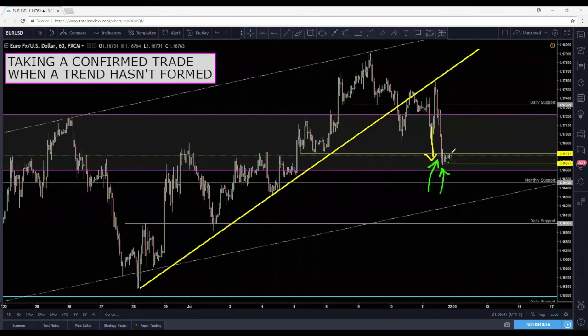We are going to continue down. And you guys are most likely right. We will continue down. But why can't we take the trade? Because that third movement, the lower high that we need, hasn't formulated yet.